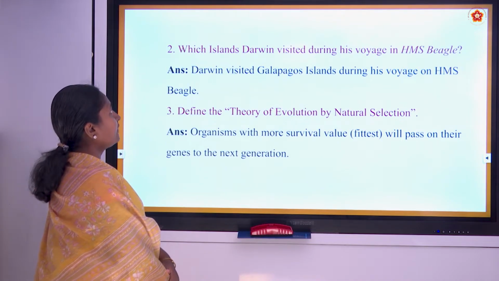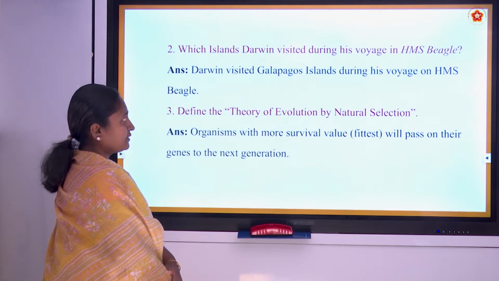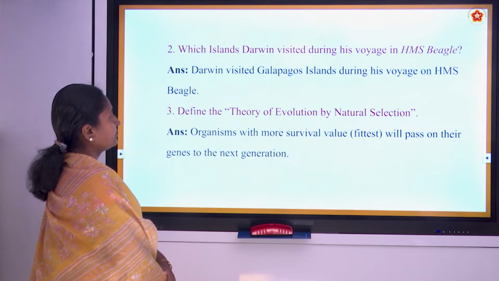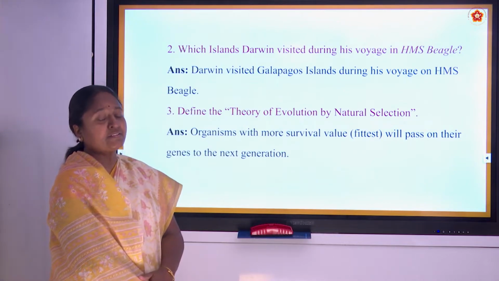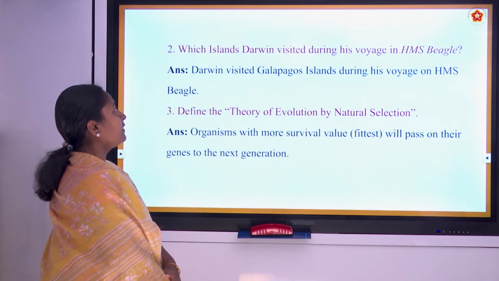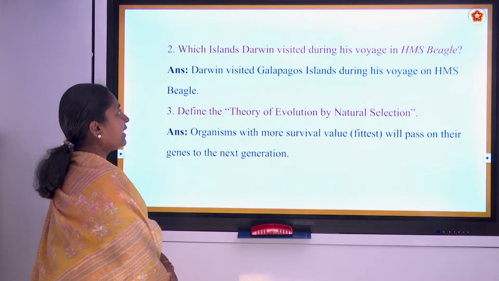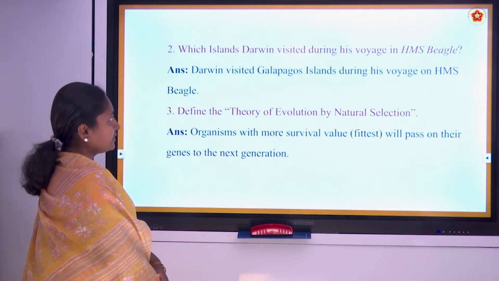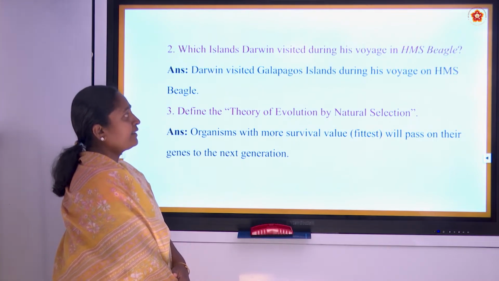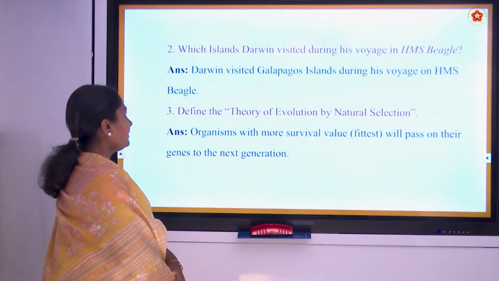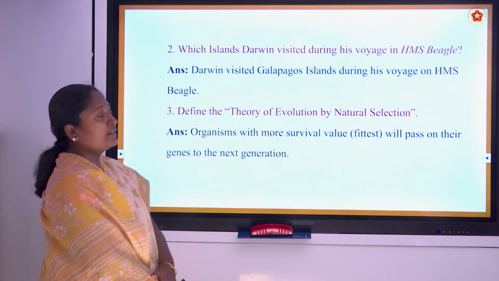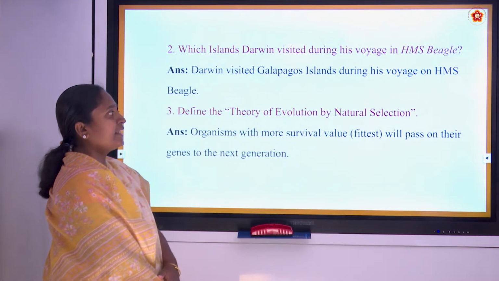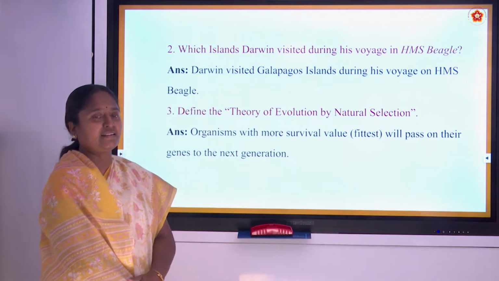The second question asked was, which island did Darwin visit during his voyages in HMS Beagle? During that voyage, he visited many places, but here it is asked only the island he visited, right? The island he visited is Galapagos Island. So, the answer is Darwin visited Galapagos Island during his voyage on HMS Beagle. When a single word answer is asked, you better write the answer in this manner, then it will impress the teacher who is correcting it.